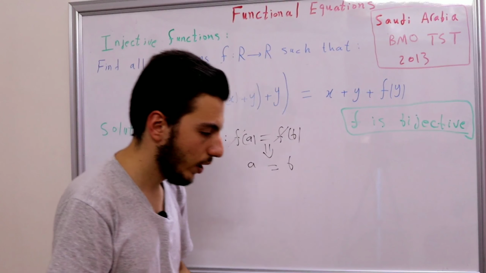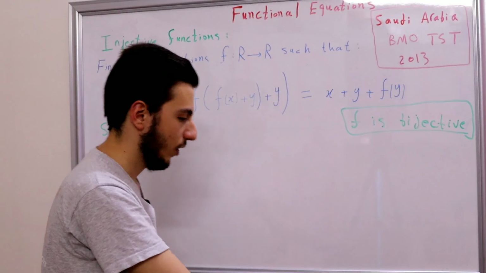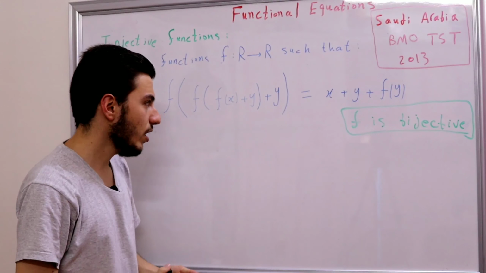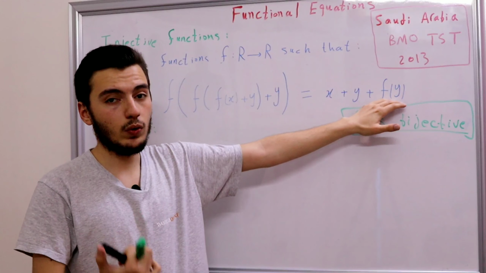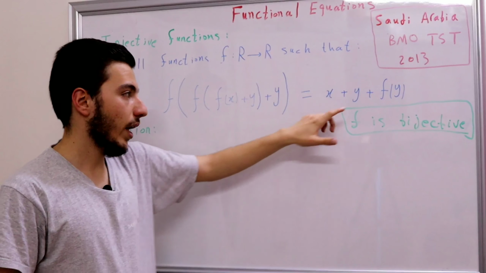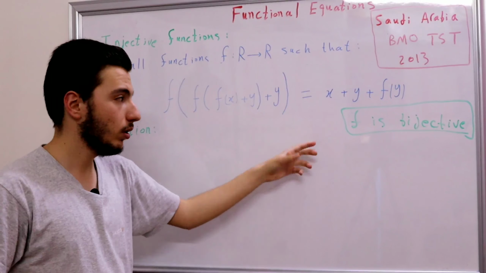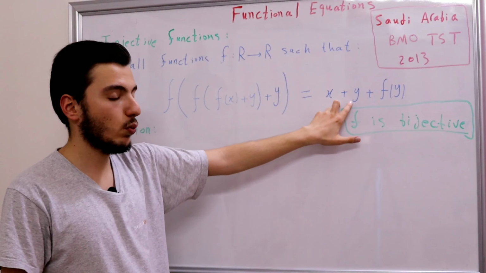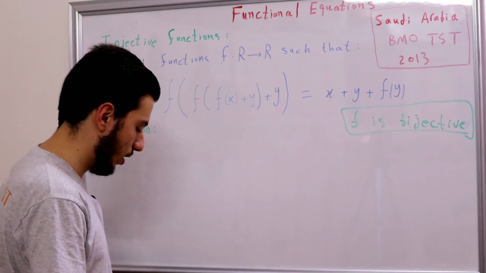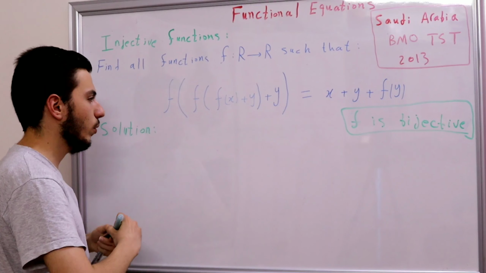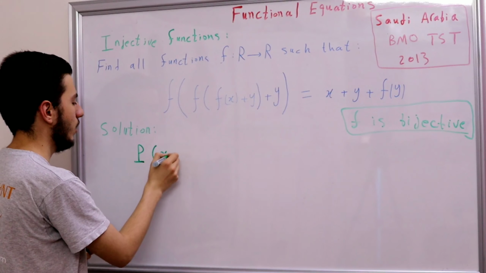So I think you can guess how we're going to use injectivity now in order to solve the problem. You can see that in the left hand side we have one f, and on the right hand side we have one f. So f of something and f of something else. So can we make these equal? Well, that's simple. We're just going to make x plus y equals 0. How can we do this? By simply substituting y with minus x. So let's do this now. So we are going to substitute y with minus x.